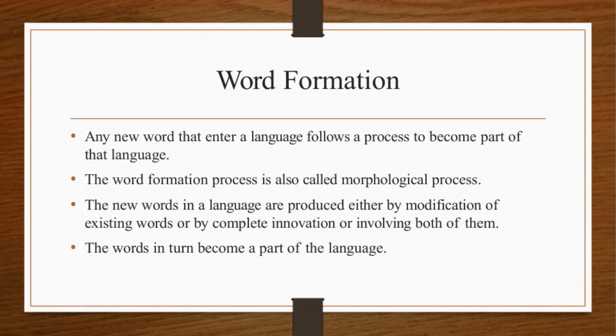Whenever a new word enters a language, it doesn't just become part of it randomly. There's a specific process it goes through to be accepted and integrated. This process is often called a morphological process, or simply word formation. It's fascinating because new words can come from two main ways, either by modifying existing words or by creating entirely new ones from scratch. Sometimes it's a mix of both. And once these words are formed, they can then become a permanent part of the language. Understanding this process helps us see how languages evolve and adapt over time, which ties back to our overall theme of language development and change.